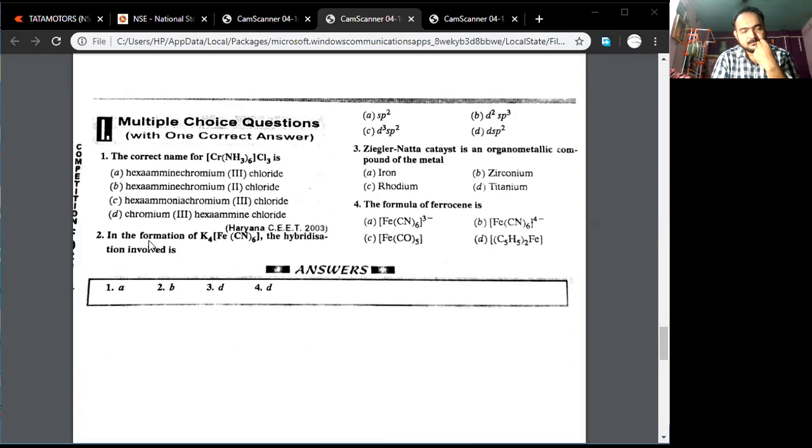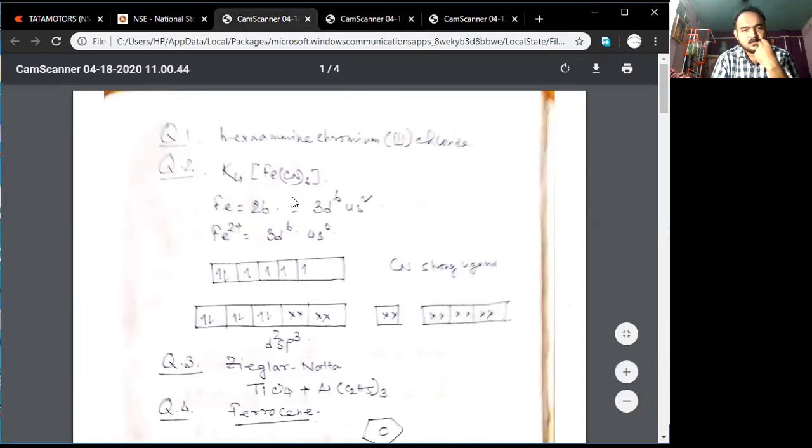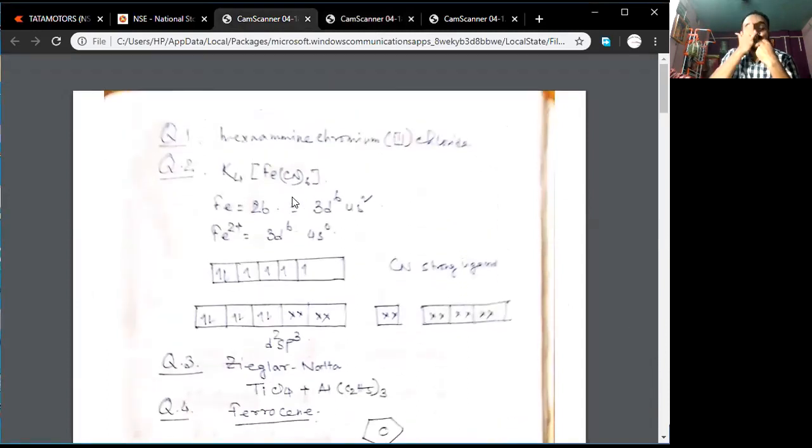Now the next one: in the formation of K4[Fe(CN)6], the hybridization involved is. Now I have done the MCQs for you. This is also present in my lecture number 3, K4[Fe(CN)6]. Now you can see that iron has an atomic number of 26, that is 3d6 4s2. You can find out the oxidation number from here, that is +2. In case of +2, iron has an electronic configuration of 3d6 4s0.